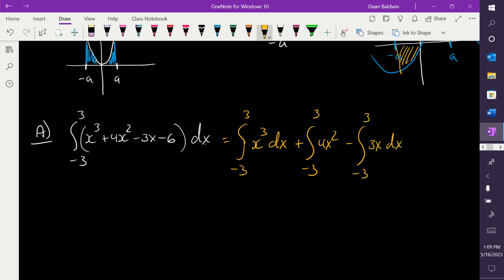I'm forgetting all my dx's, sorry. Okay. Now what have we done? Have we made this a little easier? Yeah. Okay. What's this? Is this even or odd? Odd. It's odd, right? We just looked at that graph. What about this one? Even or odd? That's odd. That's a linear line.